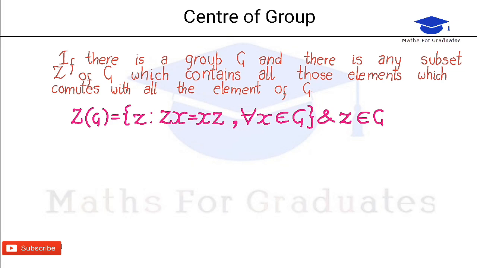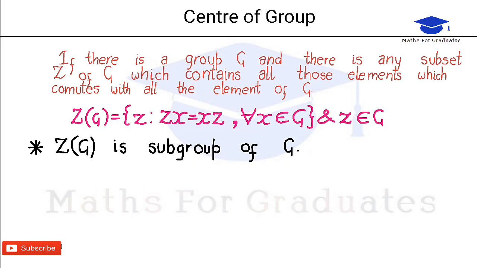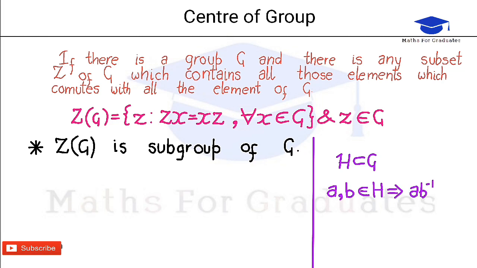Now the interesting fact about this center of group is that Z(G) is a subgroup of G. Now let's prove this fact. To do this, let us first make a strategy. We know that for any subset H of G to be a subgroup, it must satisfy the condition that for any two elements a, b in H, if ab inverse is also lying in H, then H forms a subgroup. Now we have formed our strategy.